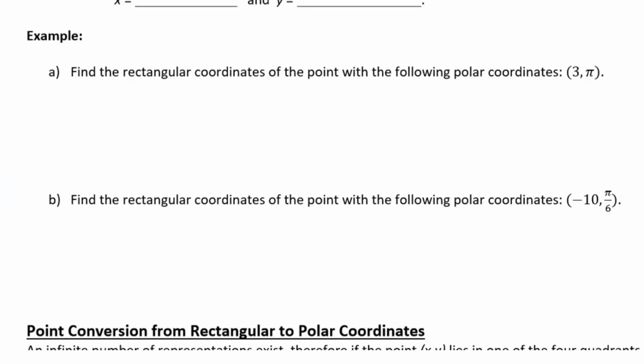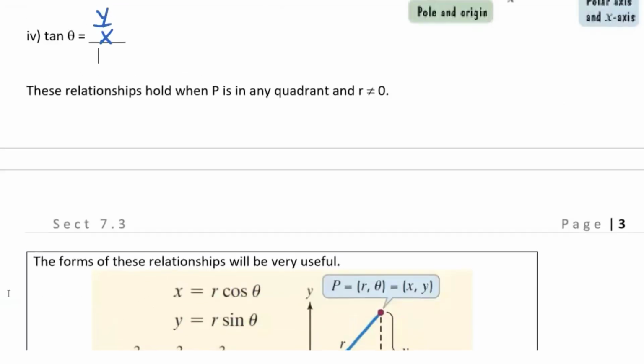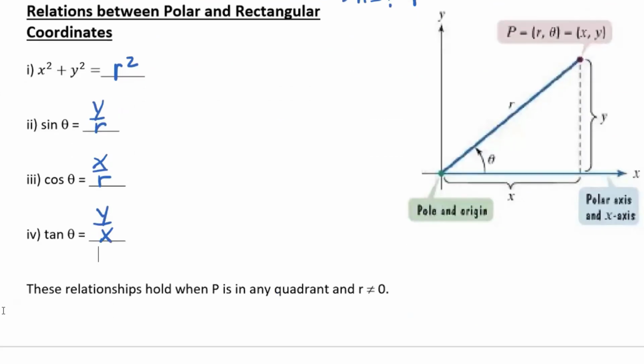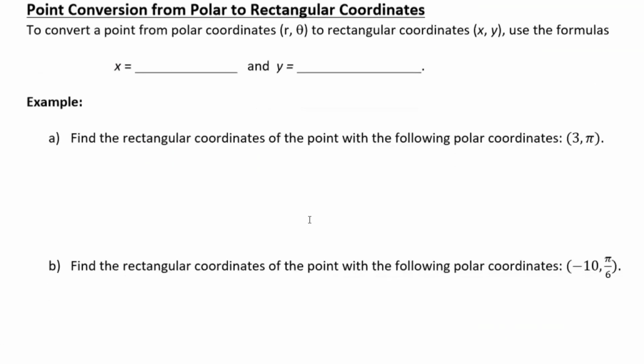When you're converting from R theta to X Y, it's easiest to rearrange the formula here to say multiply both sides by R and we get Y equals R sine theta. Multiply both sides by R and you get X equals R cosine theta. So to convert a point from polar coordinates R theta to X Y, use X equals R cosine theta and Y equals R sine theta.